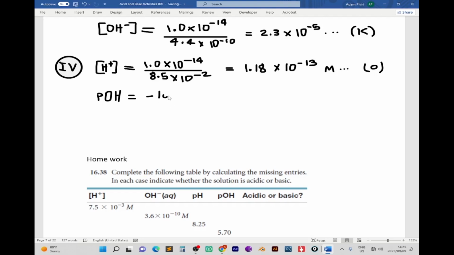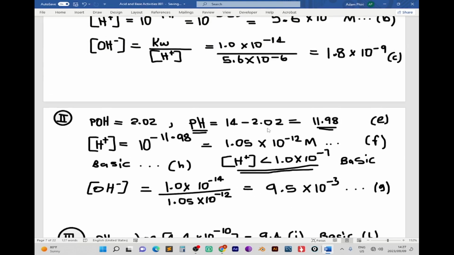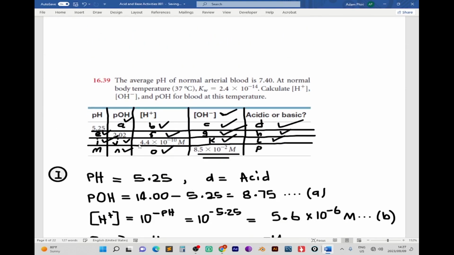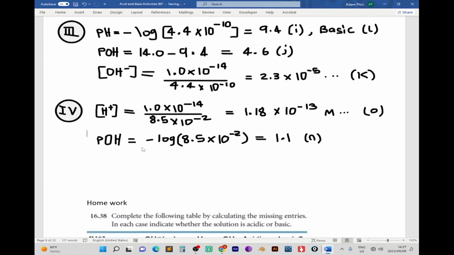pOH is going to be minus log. So pOH there will be minus log. You could also use 14 minus our value there for the concentration of acid, but otherwise we can just use the minus log since we already have the base concentration. Then that will give us 1.1, and that's our value there for pOH. And that's our entry.